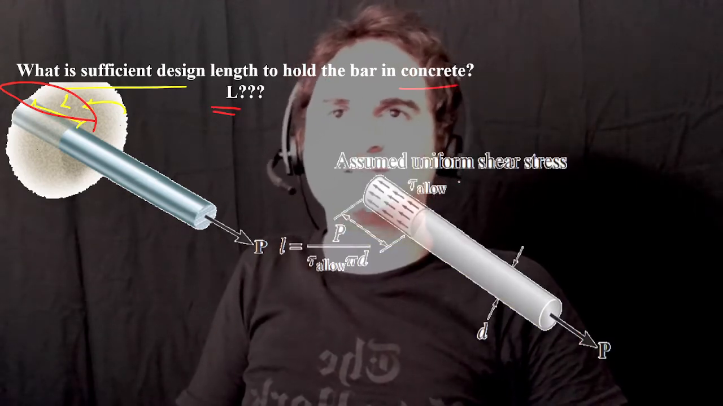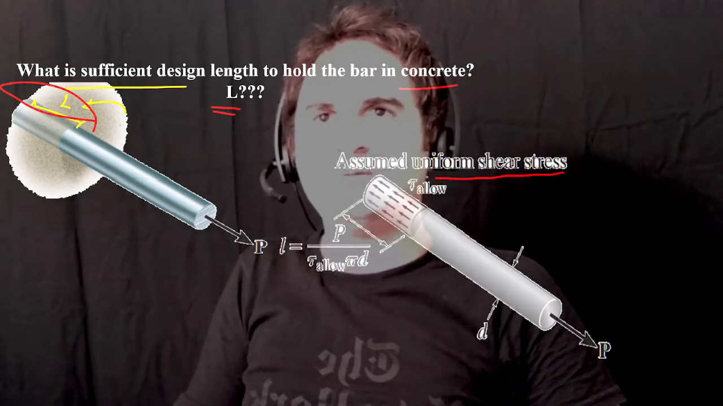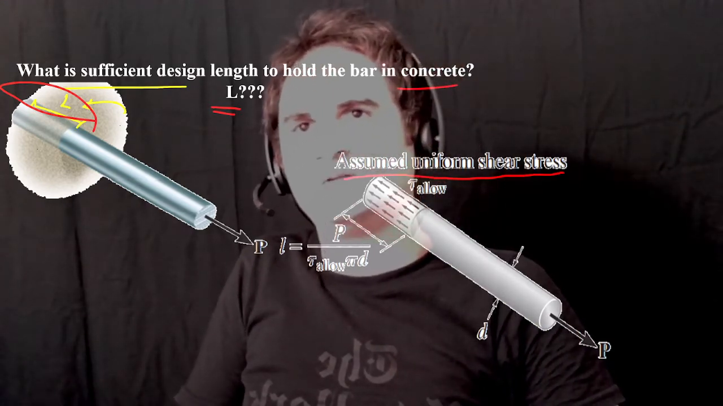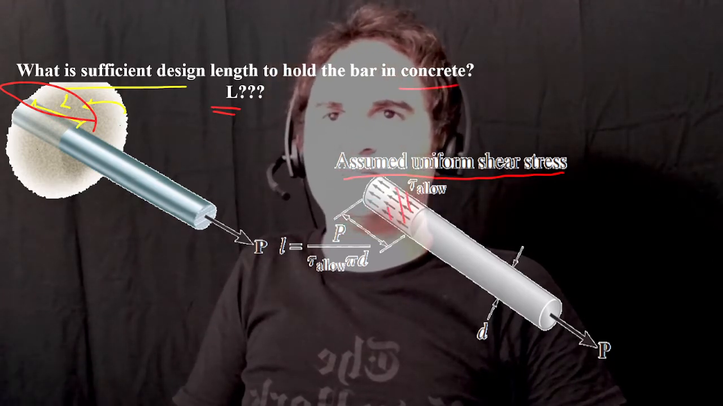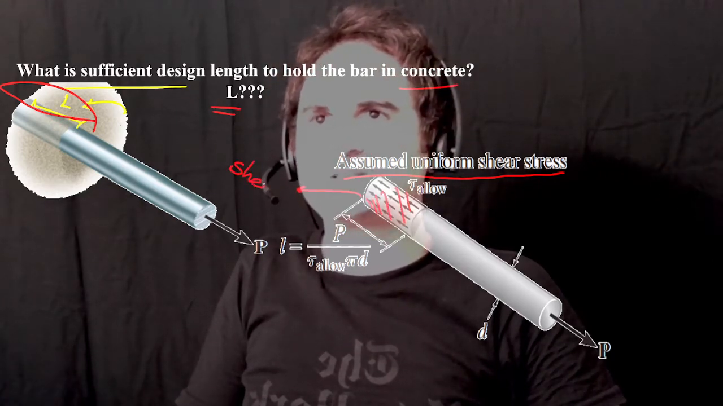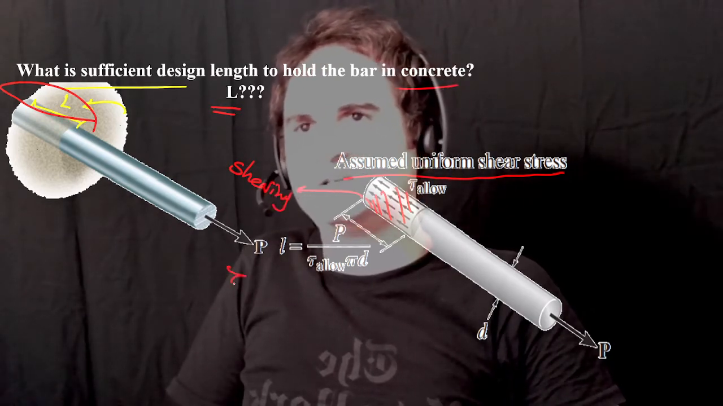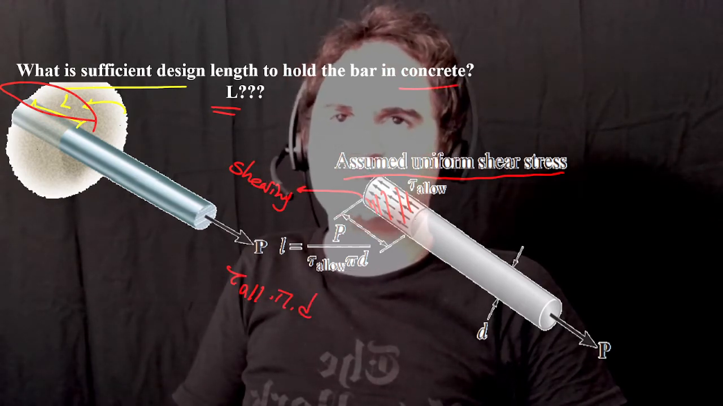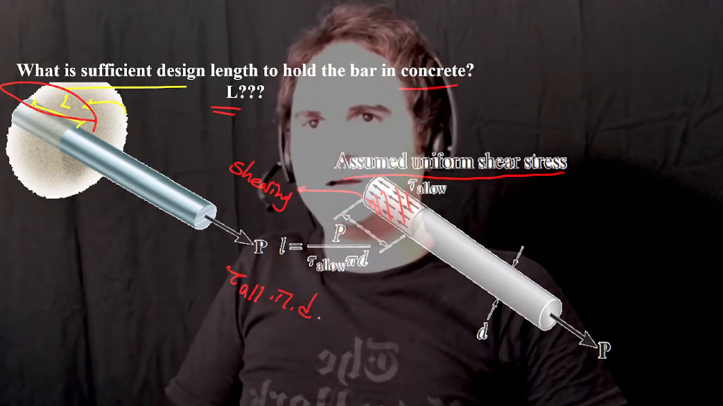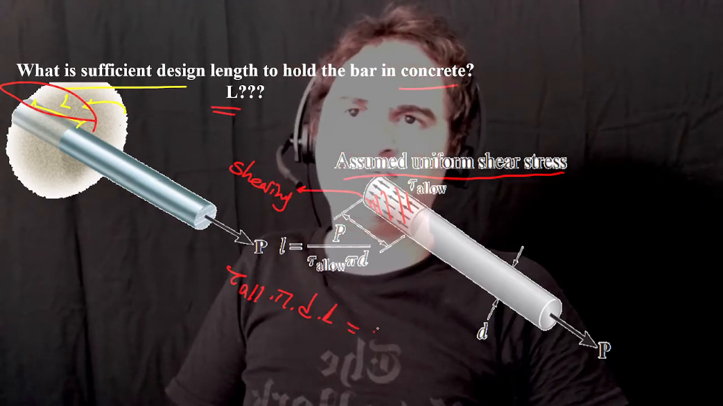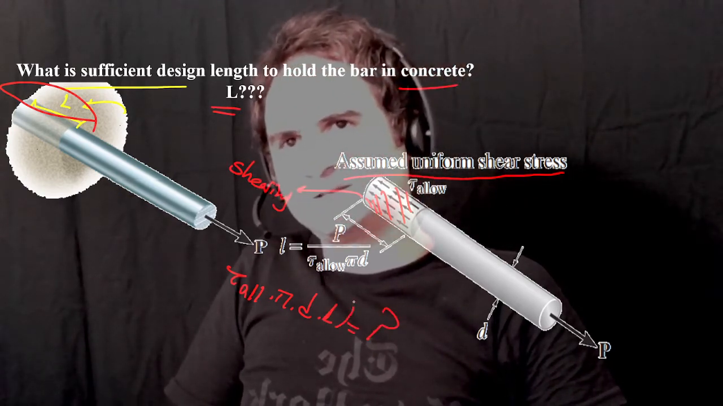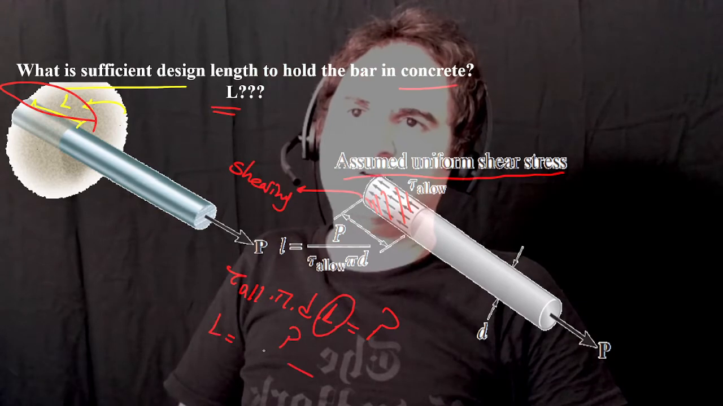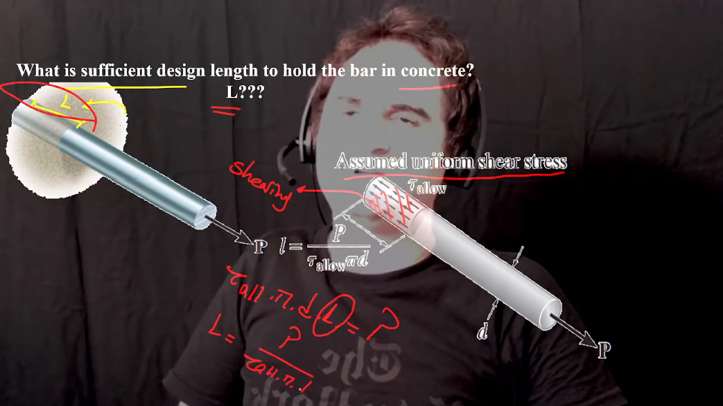So in that case, by assuming a uniformly distributed shearing stress, the tau stress times the area, so the shearing stress is just tau times πD times L, should be equal to the force. So in that case, L is just force over tau allowable times πD.